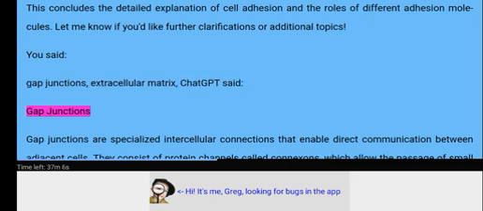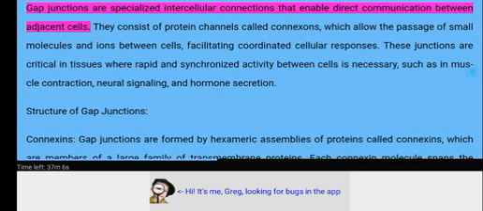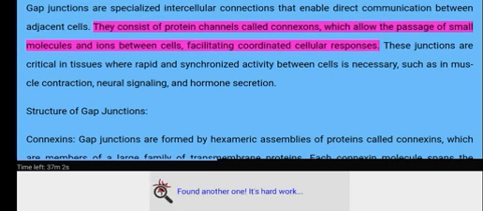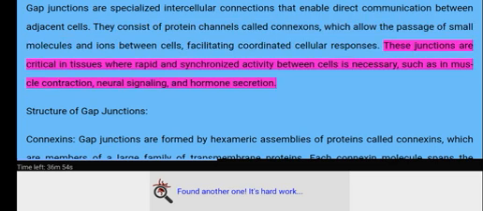Gap junctions are specialized intercellular connections that enable direct communication between adjacent cells. They consist of protein channels called connexons, which allow the passage of small molecules and ions between cells, facilitating coordinated cellular responses. These junctions are critical in tissues where rapid and synchronized activity between cells is necessary, such as in muscle contraction, neural signaling, and hormone secretion.